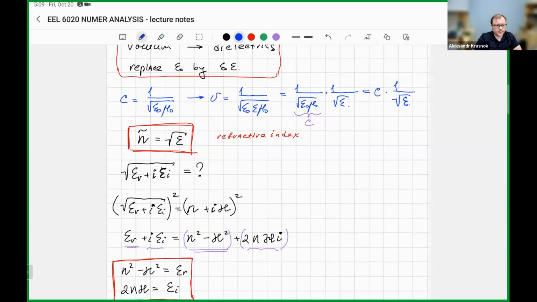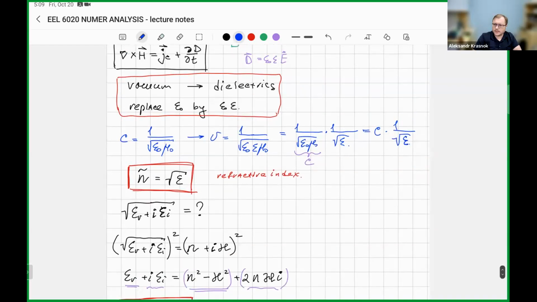Being introduced this way, dielectric permittivity allows us to write down the Maxwell equations for a dielectric in the form of the Maxwell equations in free space, but replacing epsilon zero by epsilon zero times epsilon. So the effect of the dielectric is encapsulated into this parameter epsilon.